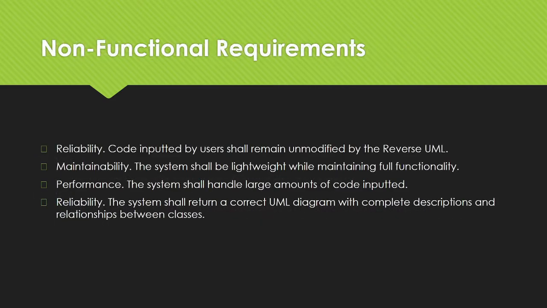Now for our non-functional requirements. For the first one, we have reliability. Code shall be inputted by users and shall remain unmodified by our system, the reverse UML. For maintainability, the system shall be lightweight while maintaining full functionality. For performance, the system shall handle large amounts of code inputted. And for reliability, the system shall return a correct UML diagram with complete descriptions and relationships between the classes.